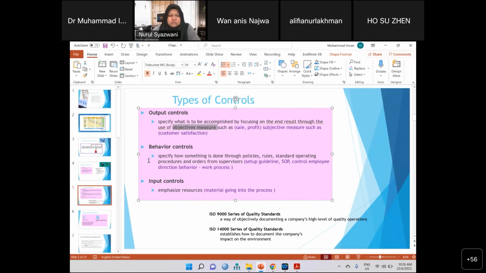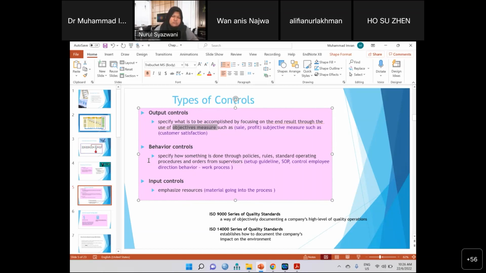And some organizations offer systems which make sure of all three controls, like ISO 9000. Any company which has ISO 9000, 9001, 2, 3, whatever, they have different versions as well. These companies must have a record about output control, behavioral control, and input control as well.